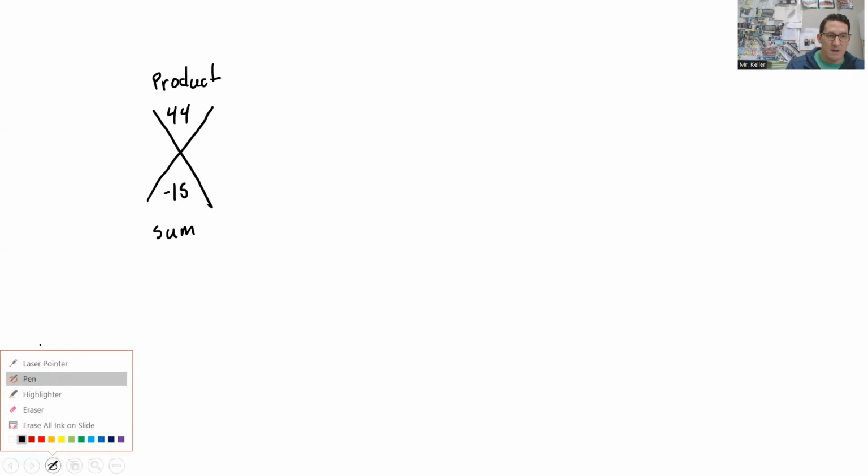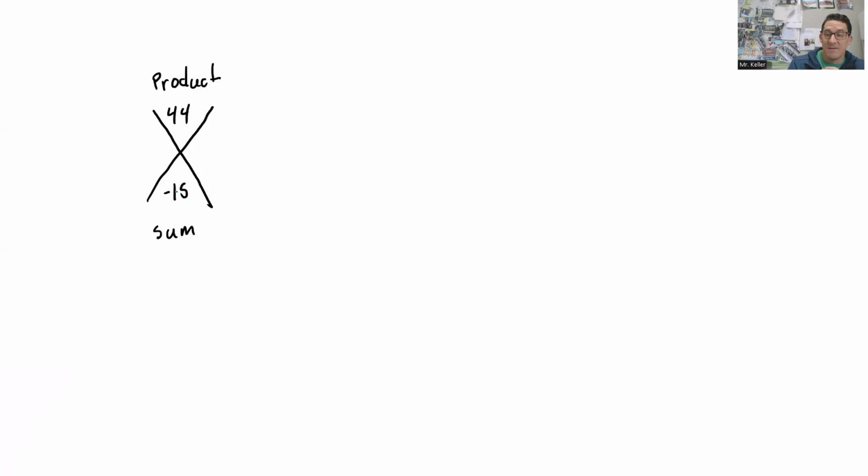Switch slides. All right. So here, another example. 44 and negative 15. So again, the top is a product. The bottom is a sum. We want two numbers that multiply to get 44, but add to negative 15. Since it's negative on the bottom, we're going to be dealing with negative numbers on the side. So that's a big hint.